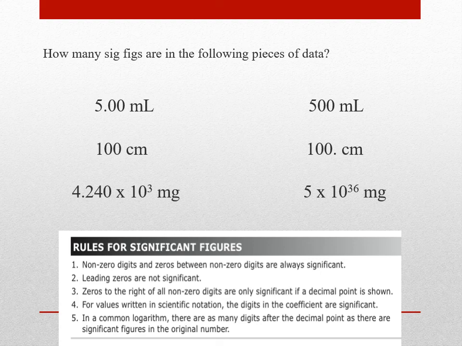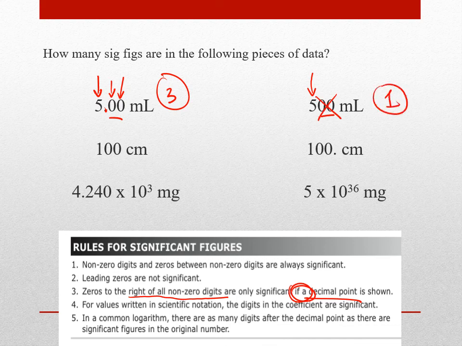All right, so 5 is a non-zero, of course it's going to count. These zeros are to the right of non-zero digits. There is a decimal, and so these all count. We have 3 sig figs, 5.00 milliliters, 3 sig figs. Over here, I've got that 5. I've got those 2 zeros again. There's no decimal, which means that these do not count. There's only 1 sig fig in this piece of data.